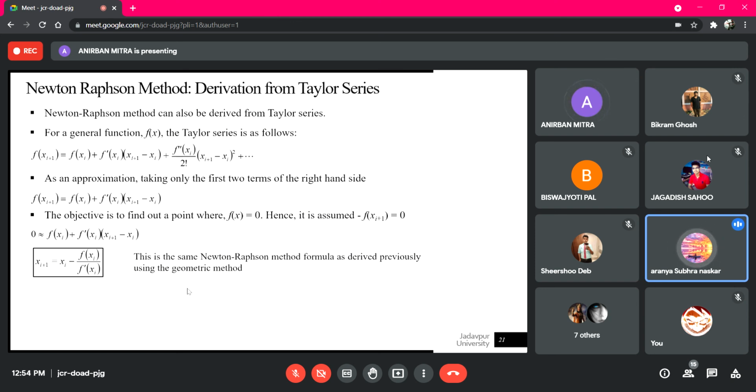Yes. Okay, okay. So you are already familiar with Taylor series. Yes, sir, Taylor, Maclaurin, we have done. Okay, fine. That is what I wanted to know. It's a very simple process. You have the general function f(x), and if you expand it using the Taylor series, it can be written like this.